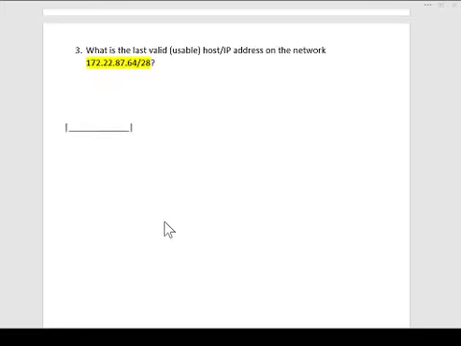Okay, the final question in this series is, what is the last valid or usable host/IP address on the network 172.22.87.64/28? Okay, this is the network ID. They are telling you that up front. So we're working on the .64, but we're going to use the /28.